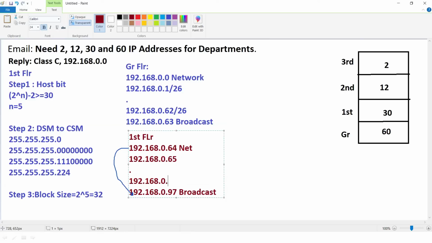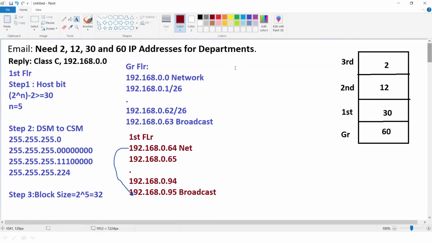No, the last will be 94 and 95, basically 63. Then the last IP address will be 0.95. This will be our broadcast IP address.